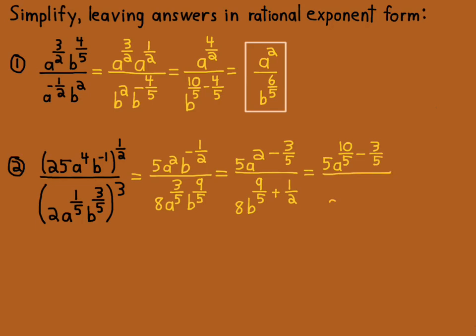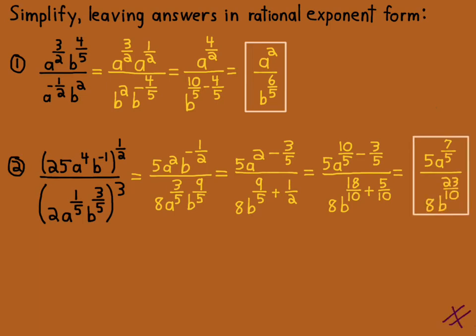So on the top, the common denominator is 5, and on the bottom it's 10. So I get 5a to the 10/5 minus 3/5 and 8b to the 18/10 plus 5/10. So that's going to be 5a to the 7/5 over 8b to the 23/10. Okay, and I just leave it like that. I don't try to simplify it because it doesn't simplify further than that. And we're leaving it in rational exponent form, not putting it in radical form. Okay, so that's it for that section.